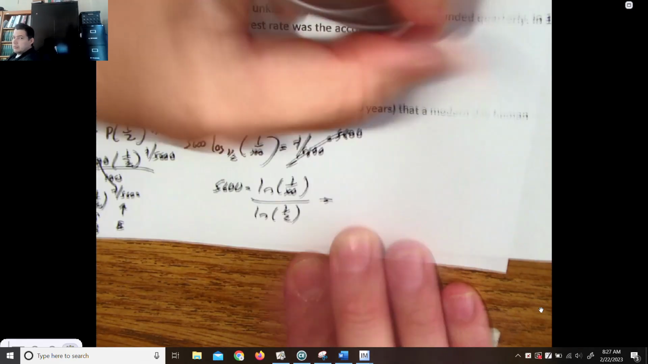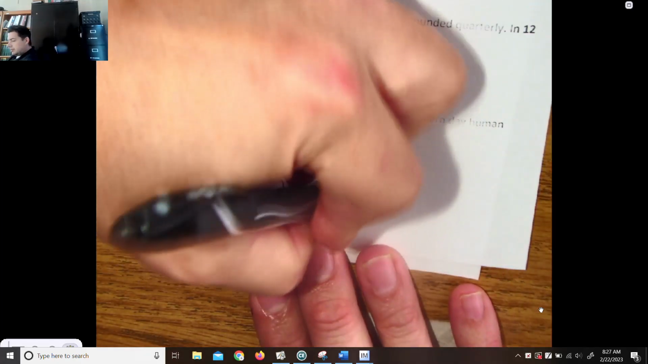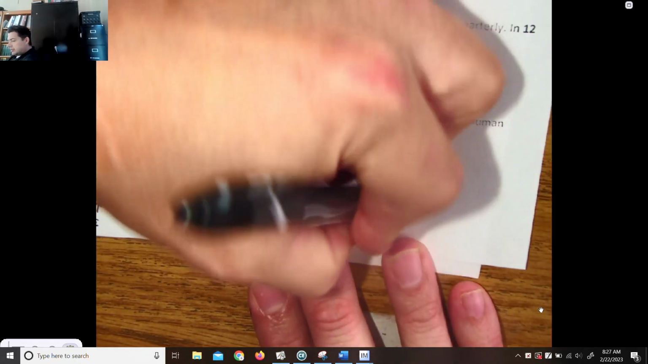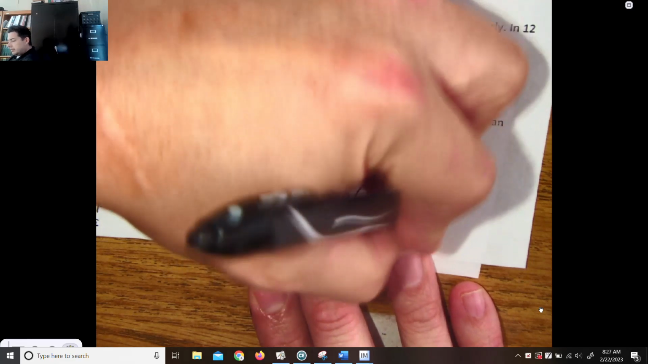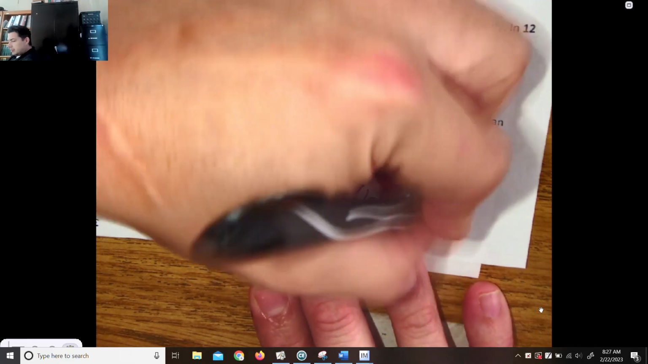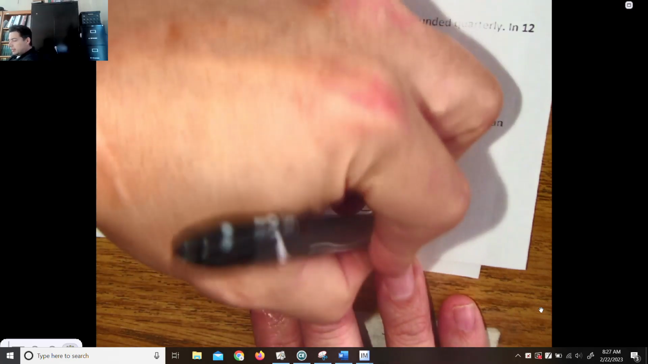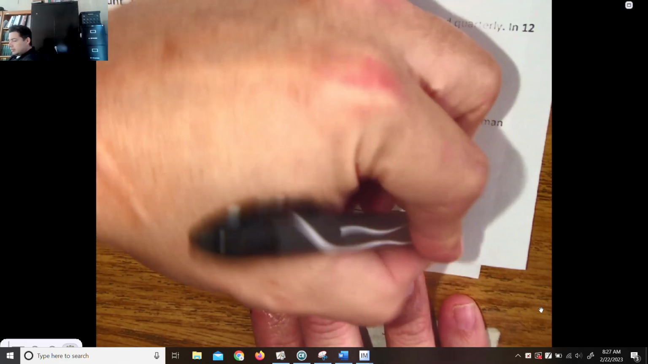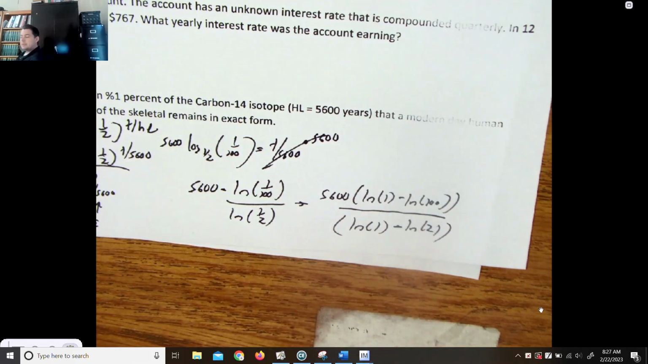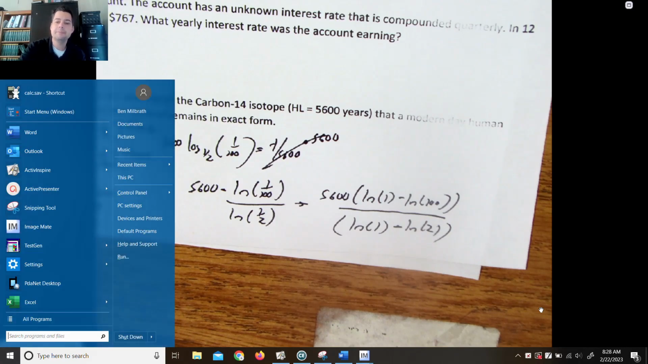And then we'll go ahead and follow the rules for breaking apart division within a logarithm. 5,600, set of parentheses, natural log of 1 minus natural log of 100. Close that off. Down low, same thing, natural log of 1 minus natural log of 2. We'll go ahead and encapsulate that in a set of parentheses. And there is the answer, whatever it may be, because it says exact form. If you want to know what it is, push them buttons.